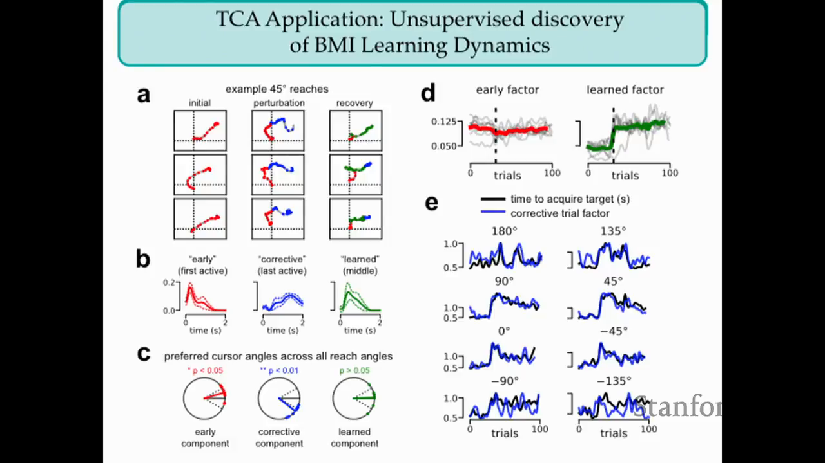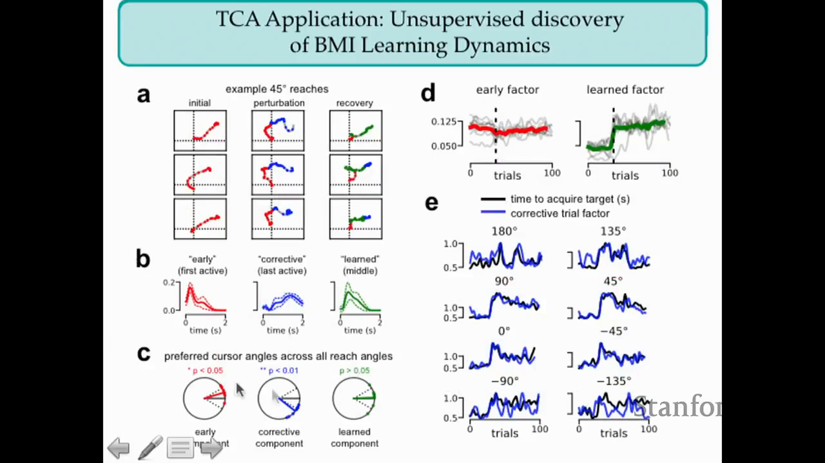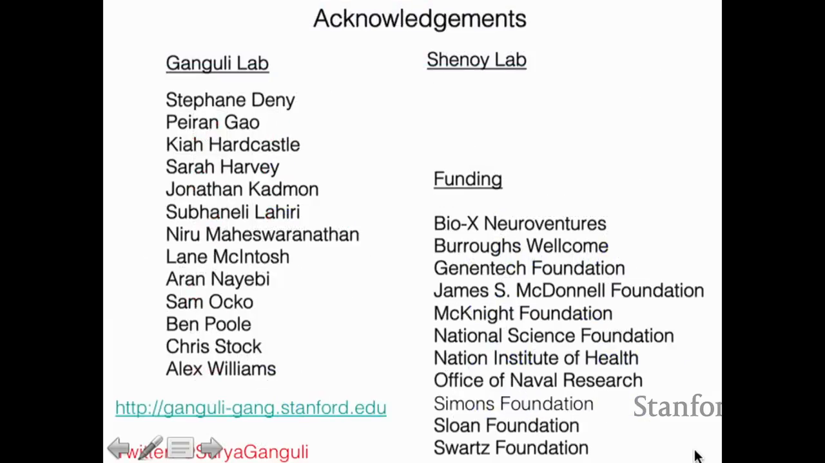In this particular case, there's one neural component, which is a corrective perturbation, whose amplitude dies off, and it predicts the time it takes to do the reach. Okay? And that's it. So that's the end.